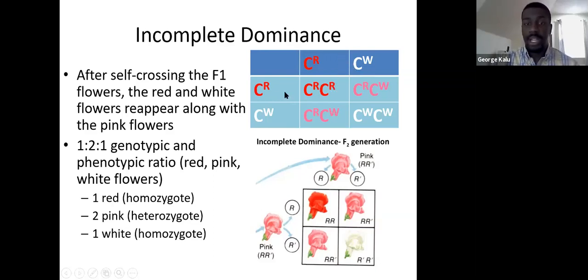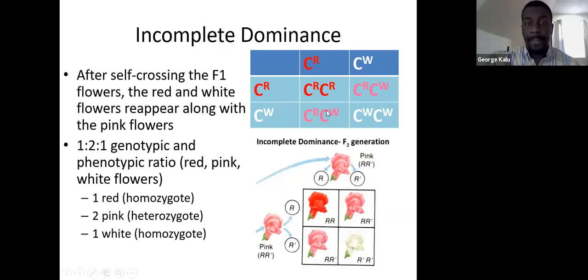So here we have CR, CR in this top left box. Here we have CR, CW, so that's going to be what we have in the second box. In this third box, again, CR, CW, so we're going to have another one in this third box. And then in this fourth one, we're going to have CW, CW. And again, that's if you're mating two heterozygotes, or self-crossing a heterozygote, our pink offspring.